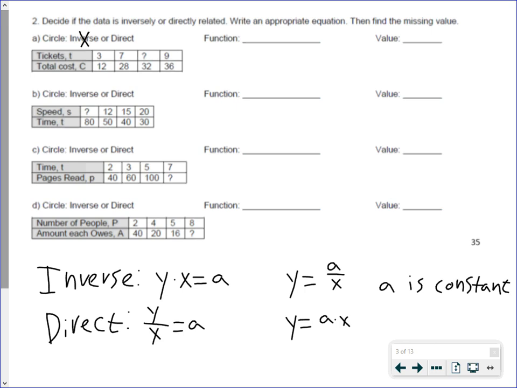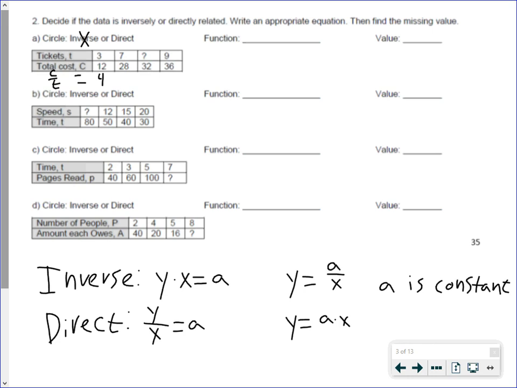So now let's actually check if it's a direct equation either, or if they're directly related. And we do that by just dividing or finding the ratio between the two terms. So I'm going to find the ratio of C over T. So I'm going to divide C by T for each pair and see what I get. So for the first pair, I have 12 and 3. So when 12 is divided by 3, I get 4.